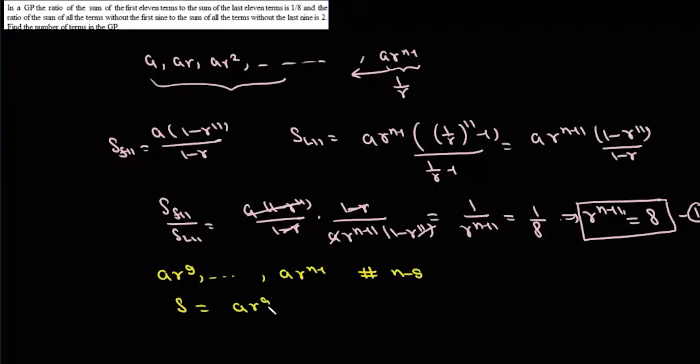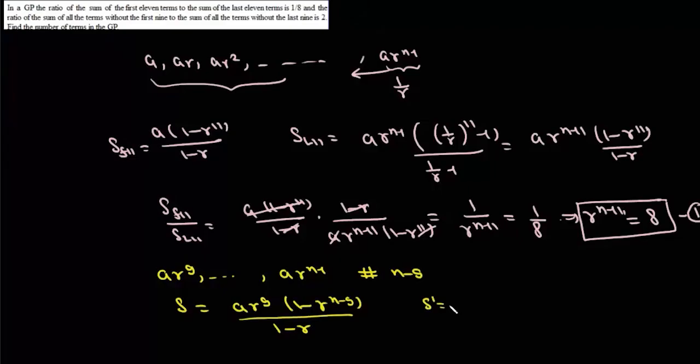A r to the power 9 into 1 minus r to the power n minus 9 upon 1 minus r, and then this sum where we have not considered last 9 numbers. So this series will start from A, and then it will contain n minus 9 terms. So here will be this A into 1 minus r to the power n minus 9 upon 1 minus r. Now it says this ratio is equal to 2.